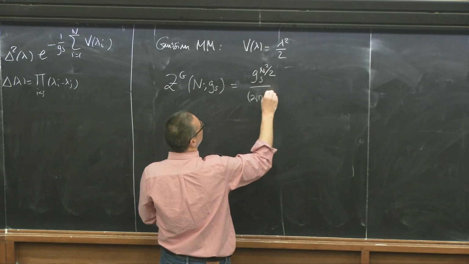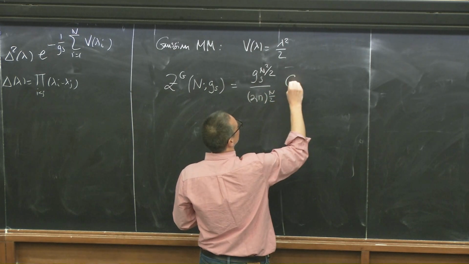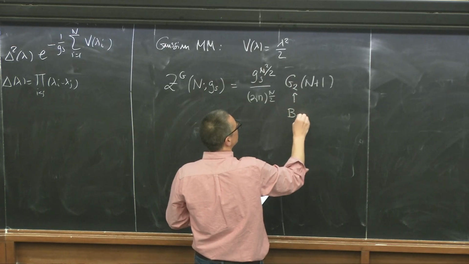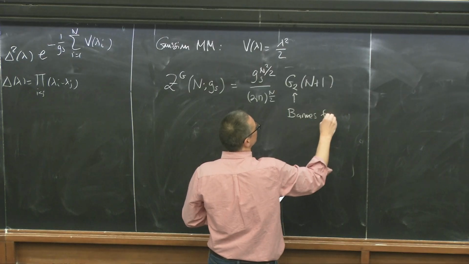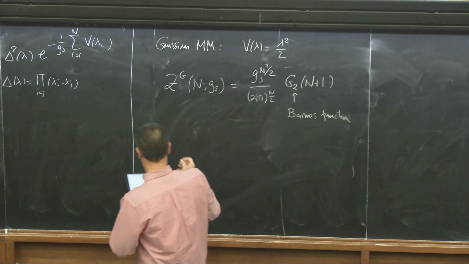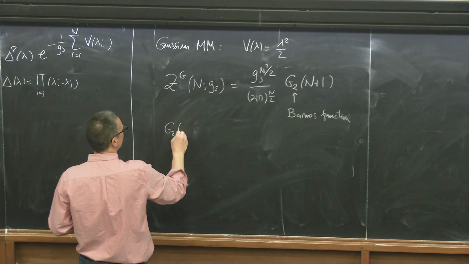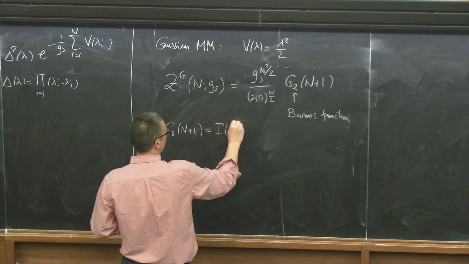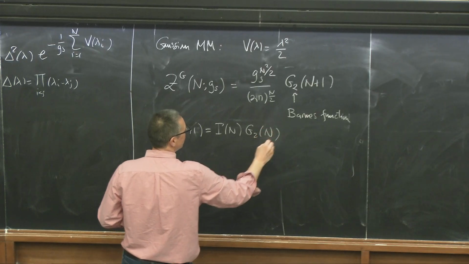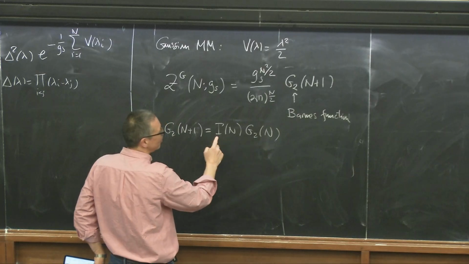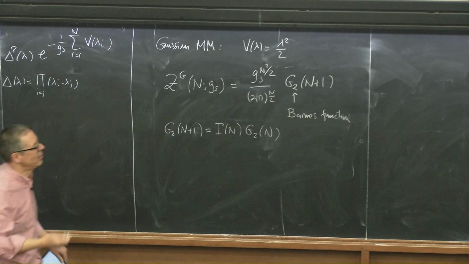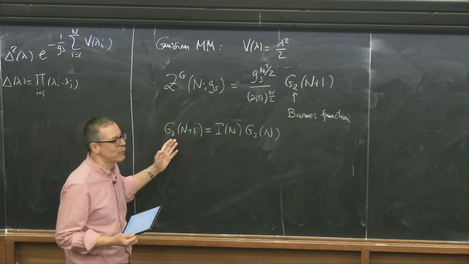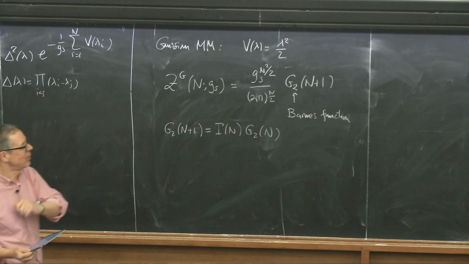You get an overall power of g_s. You get this, and then you get here G_2(N+1), and this is the Barnes function, okay? So the Barnes function is like a generalization of the gamma function. If you have never seen it before, it's a nice function. And you can essentially define it by the property that, so you see it's an upgrading of the gamma function. The gamma function is like a product of i from 1 to N, and the Barnes function is the product of i factorial from 1 to N. Okay.